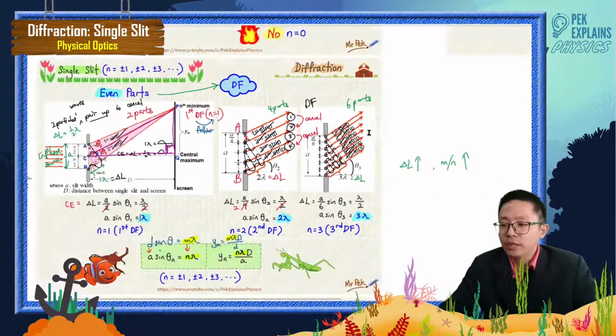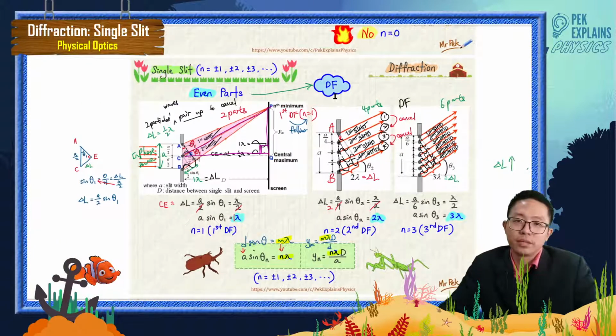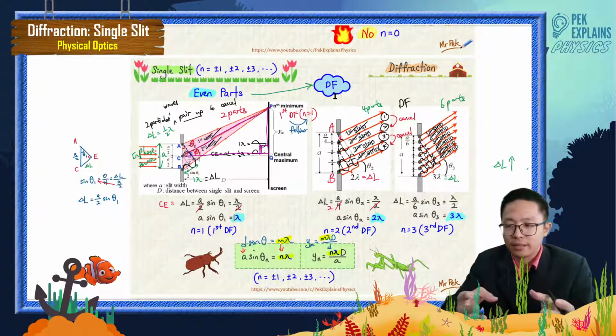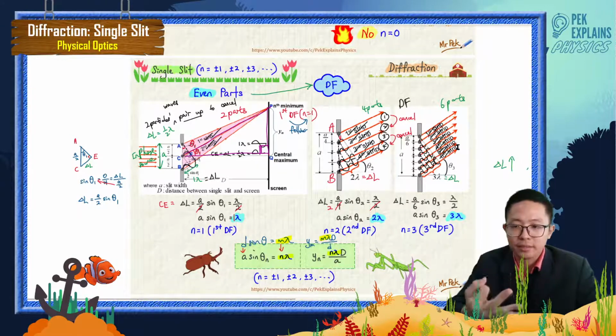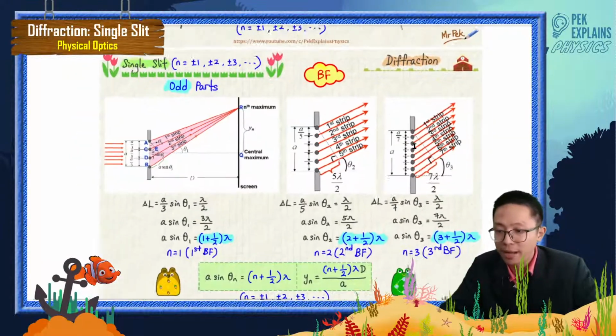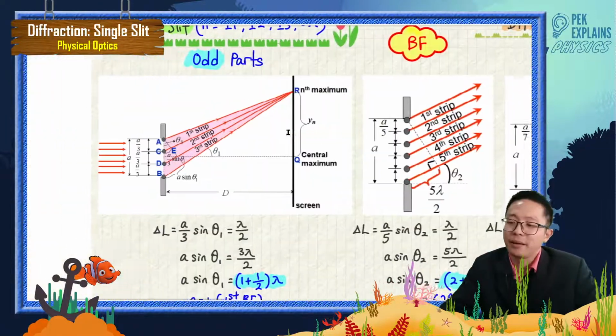That's why, if it's even parts, they have even pairs, isn't it? So if you have 6 strips, it means you have 3 pairs. They cancel totally. Yeah? All of these cancel totally. For the odd parts, it will produce a bright fringe. Why? I will just tell you briefly.